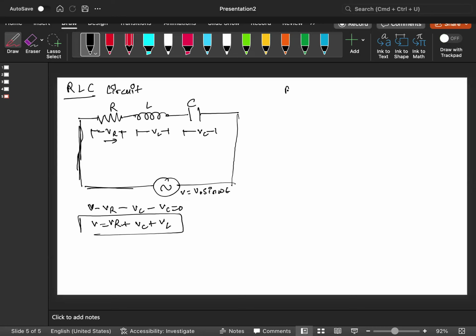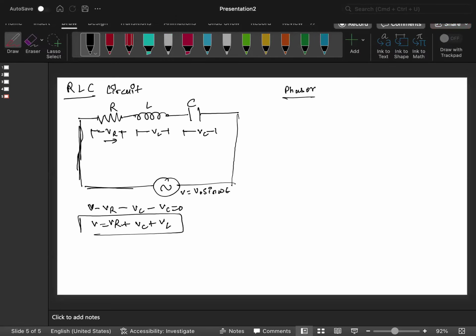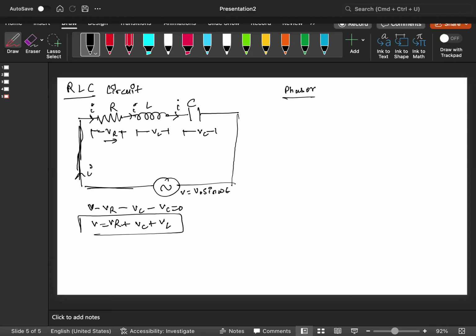Let's come back to the phasor thing. What is the phasor? We have to first create a reference, you can call it the base. The base or reference should be common. In this circuit, assume some current is flowing. I is the same, the current is the same, so we are going to say this is I. Whatever direction this current has, the same direction VR will also have, that is I times R. Understood?